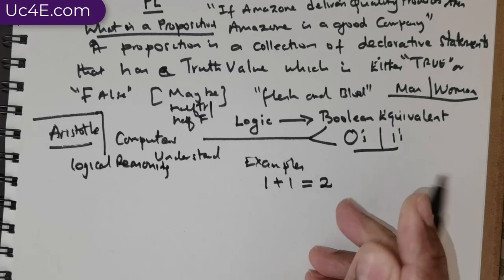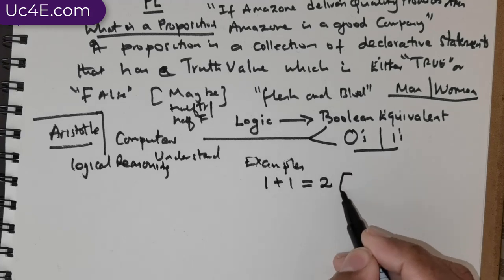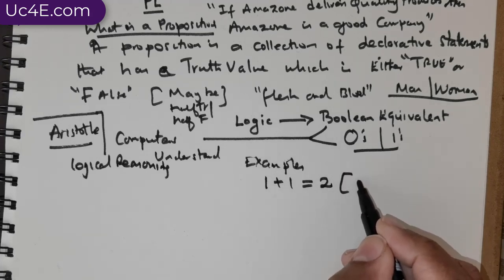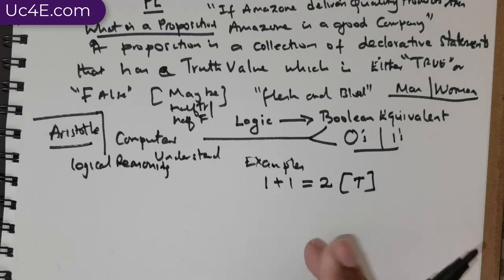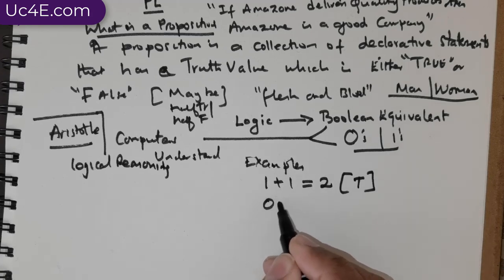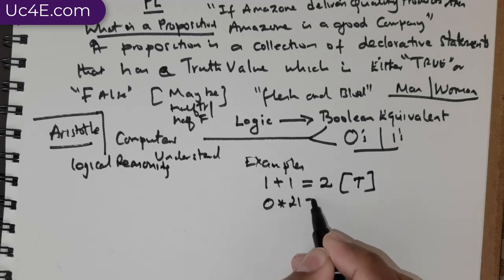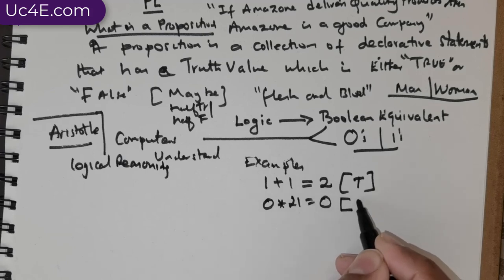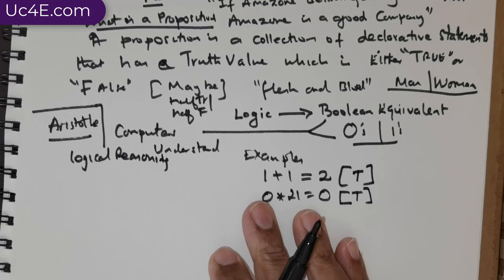1 + 1 is equal to 2. Is it true? Ask this question to yourself. Is this true or false? This is true. 0 multiplied with 21 is equal to 0. Is it true? Yes, it is true.